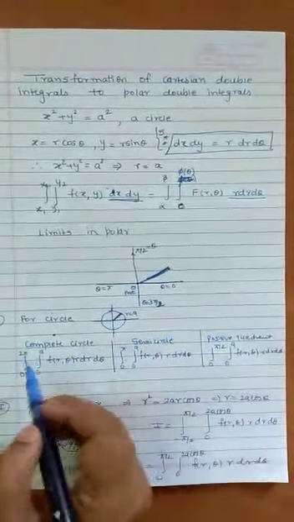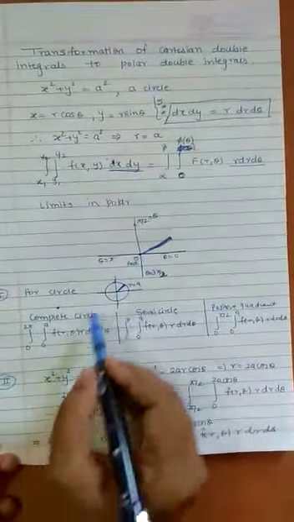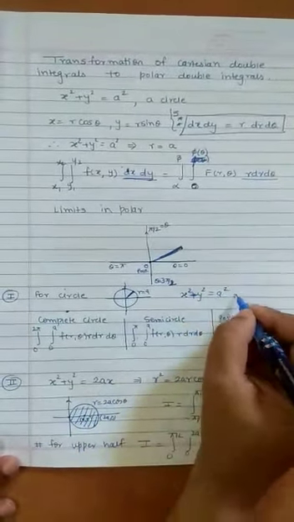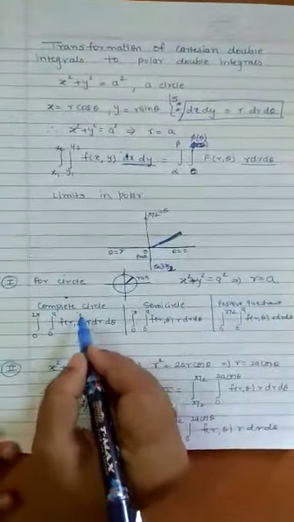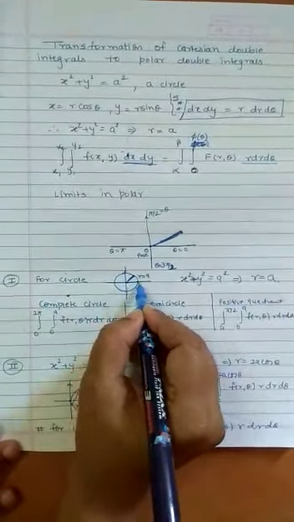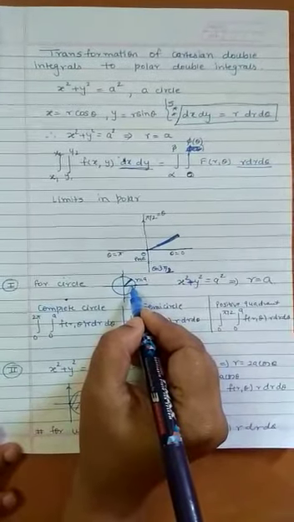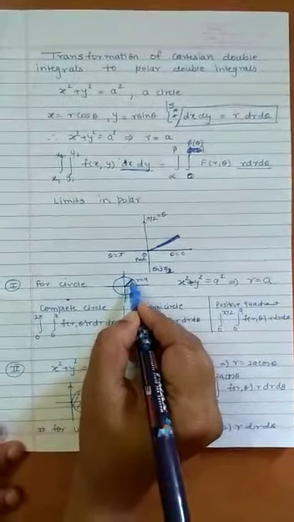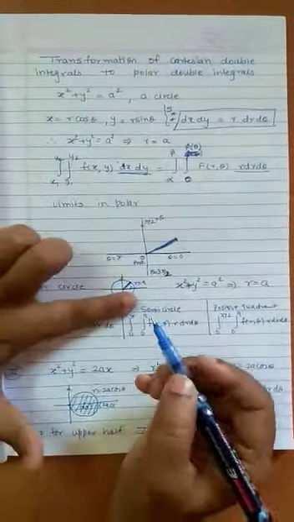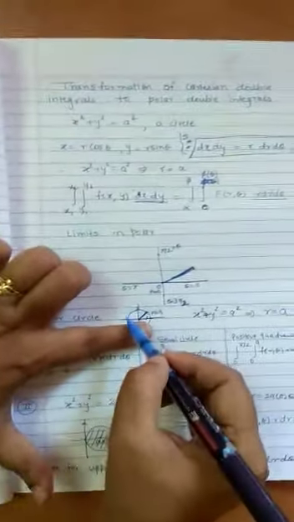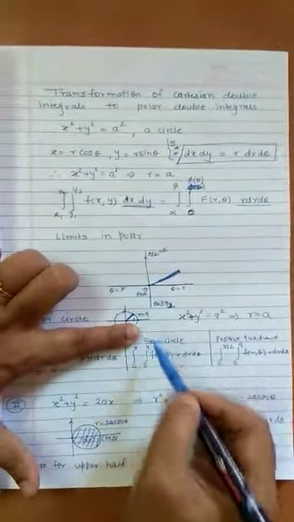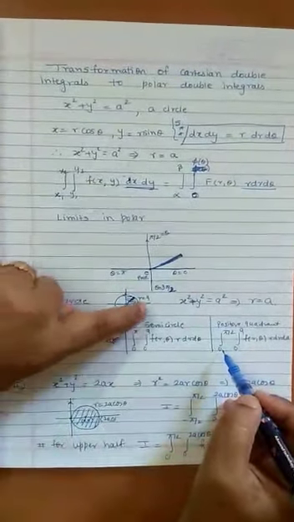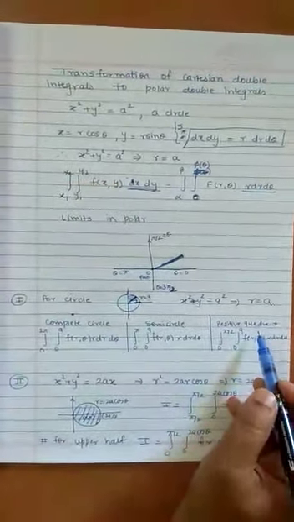Now, for a circle, x square plus y square equal to a square is nothing but r equal to a in polar. So for the entire circle, if I am starting from here, my theta will be varying from 0 to 2 pi and r will be varying from 0 to a. If it is a semicircle, my theta will be varying from 0 to pi and r will be varying from 0 to a. For only the positive quadrant, theta will be varying from 0 to pi by 2, r will be the same.